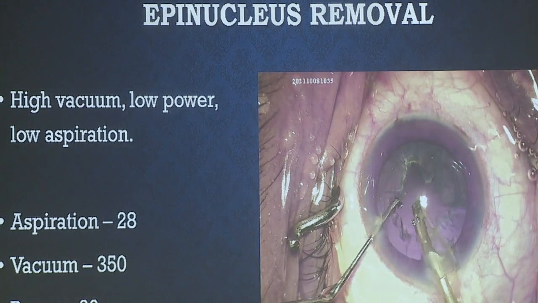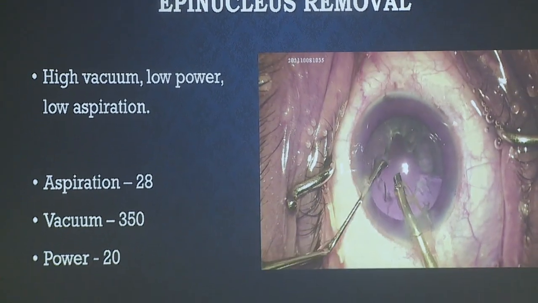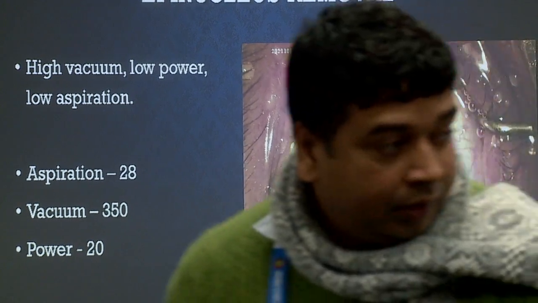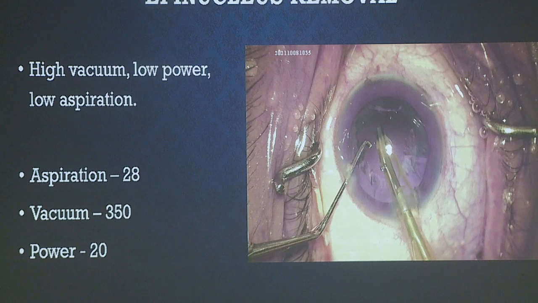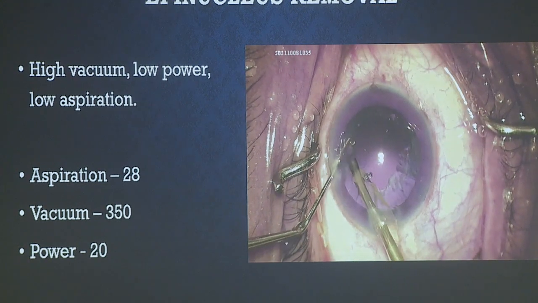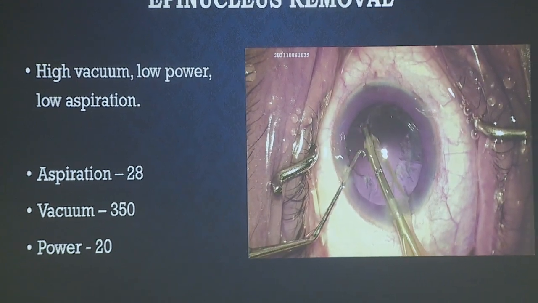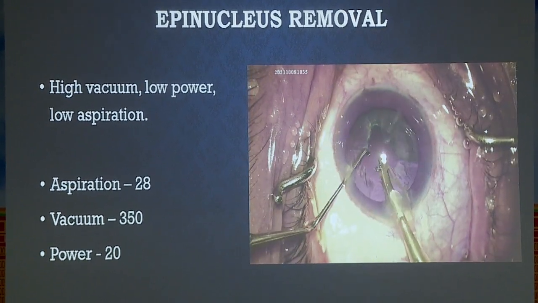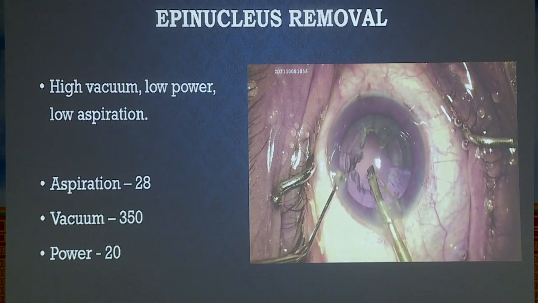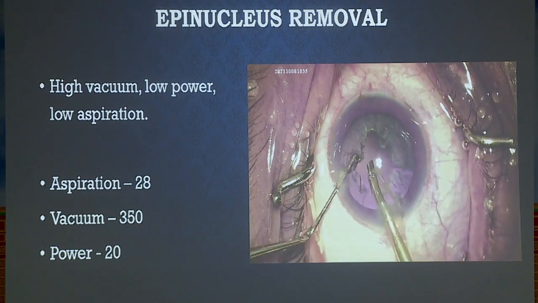Now, last is epinucleus removal. In this, high vacuum, low power and low aspiration settings are used because the epinucleus and the posterior capsule are very thin and a sudden surge may cause PCR. Here, a low aspiration of 26 to 28, a vacuum of 350, while a power of 20 is more than sufficient.